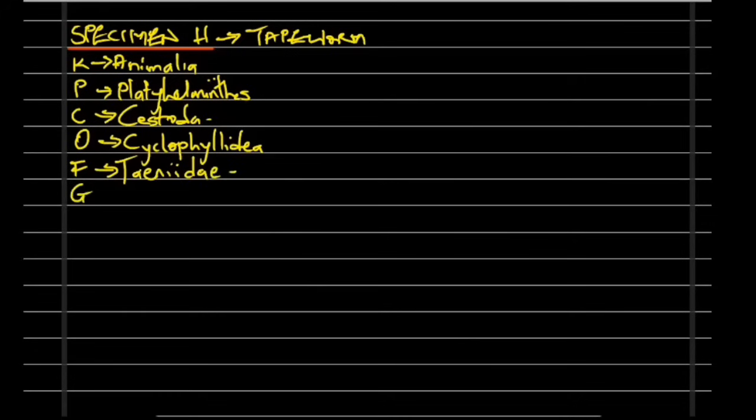We have the genus now to be Taenia, and we have the species to be solium. So that is the classification that we have for this particular organism. Now, this particular organism is an endoparasite.